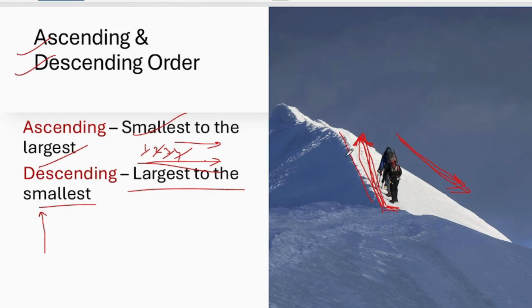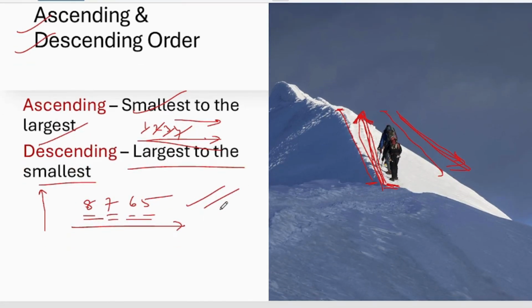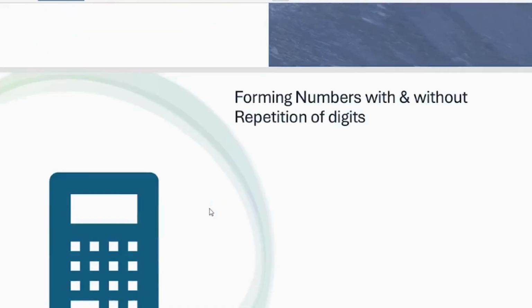When you are going up from a smaller position to a larger position, this is ascending. When you are coming down from a larger position to a smaller position, this is descending. So let's say 8, 7, 6, 5. 8 is bigger, then 7, then 6, then 5. You are coming down from here, so this is descending order. Likewise, questions will be asked that you have to arrange a given number in ascending order or descending order.